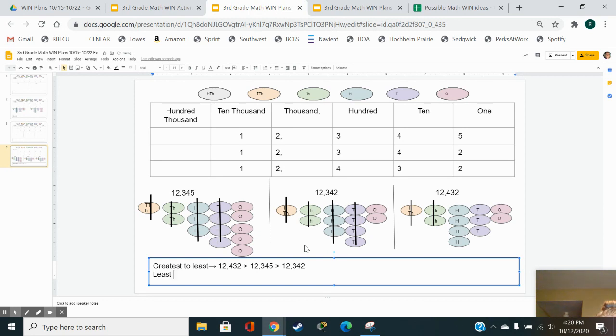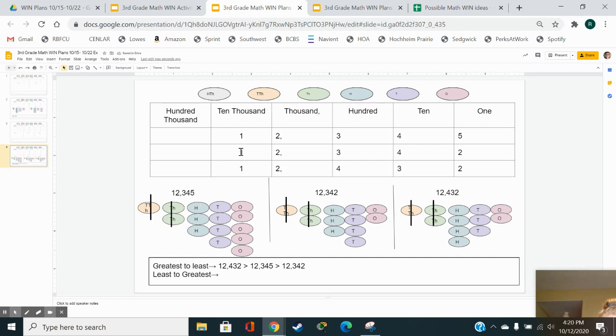Now that was how I was able to do everything from greatest to least, but I'm also able to do the same thing with least to greatest. So again, I'm going to compare my numbers and figure out where they change. I still have my 10,000s crossed off because they all still have 1 10,000, which doesn't really help me. So those are crossed off.